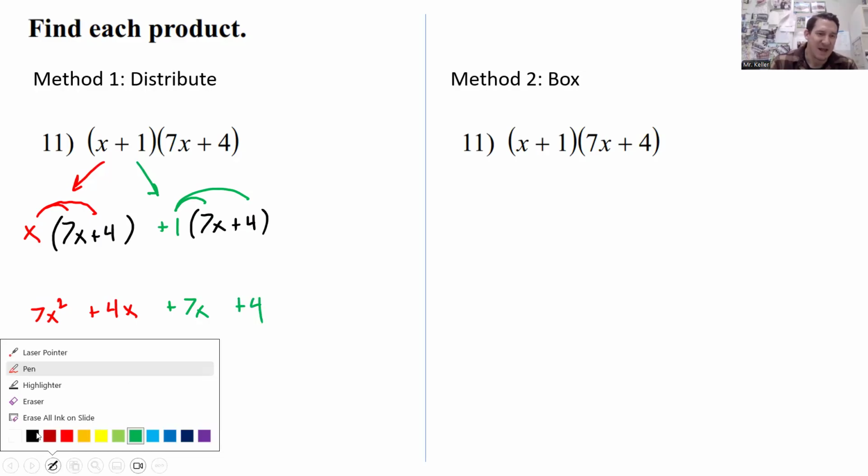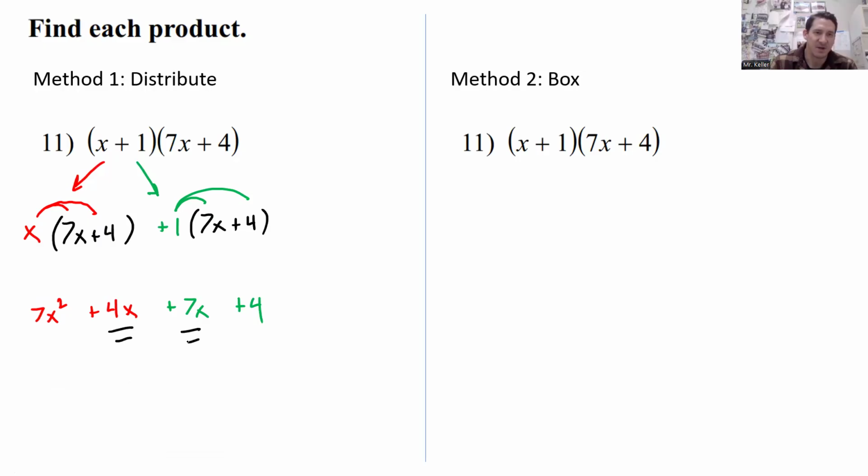And then combine like terms in the middle. So we have the like terms. 4x plus 7x is 11x. So you get 7x squared plus 11x plus 4. That is it. The next way to do it is a box method.